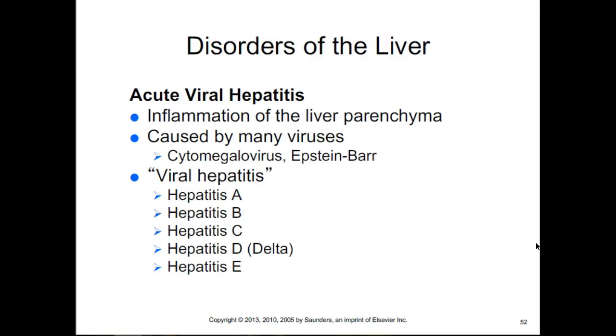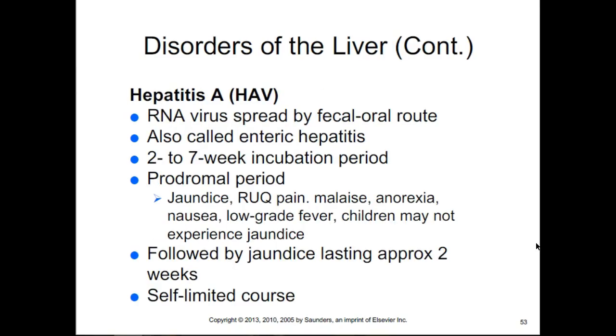So other disorders of the liver include hepatitis, right? So hepatitis can lead to inflammation of the liver parenchyma, and can be caused by many viruses, including cytomegalovirus, Epstein-Barr virus, and your viral hepatitis can be hepatitis A, B, C, D, or E, right? So hepatitis A is an RNA virus spread by the fecal-oral route, right? Also called enteric hepatitis. It has a 2 to 7 week incubation period.